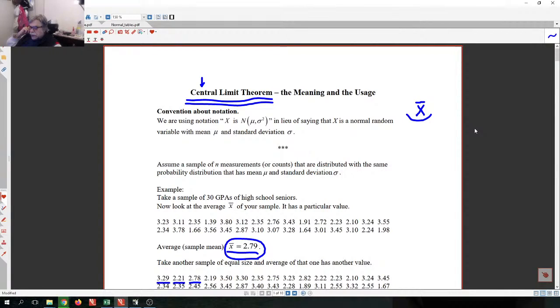The second word is limit. The word limit means something very specific in calculus, but in our case we're going to say that this is actually an approximation theorem, which means approximation fact. It doesn't tell you that A is exactly B, but it tells you that A is approximately B.